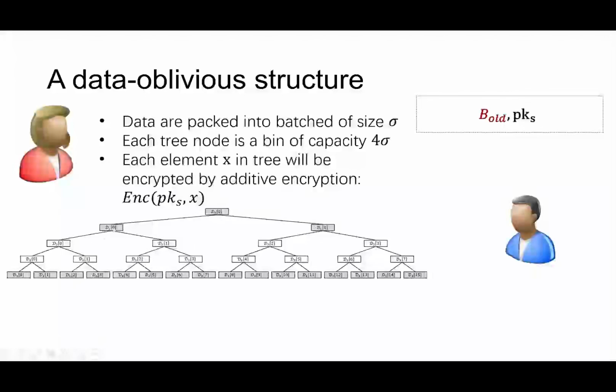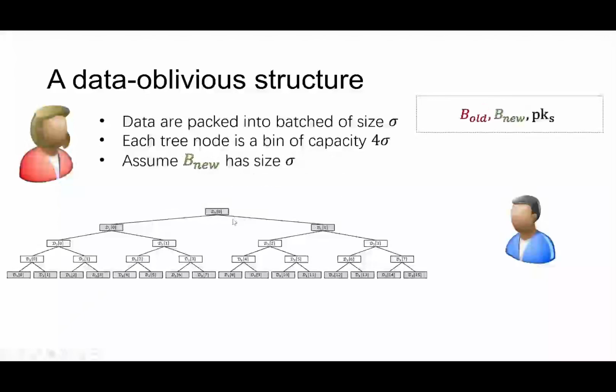Here, a gray node means that it's filled with the expected sigma elements, and a blank node means that there's no data. Assume this picture represents a B old set, and here comes a B new of size sigma.